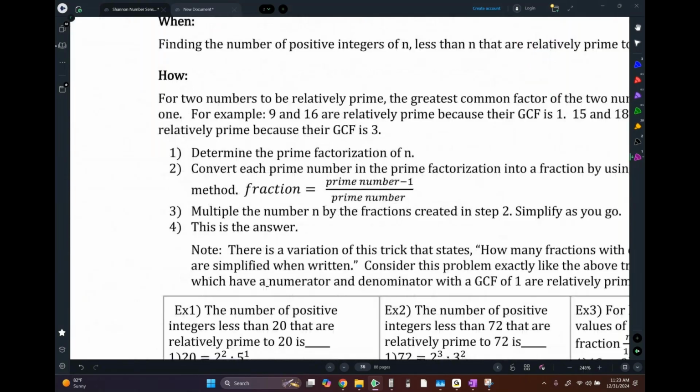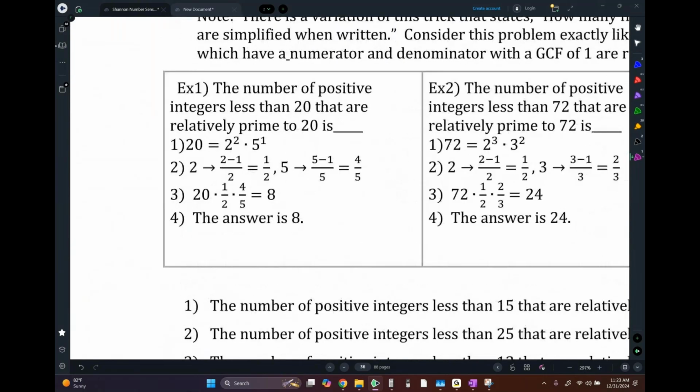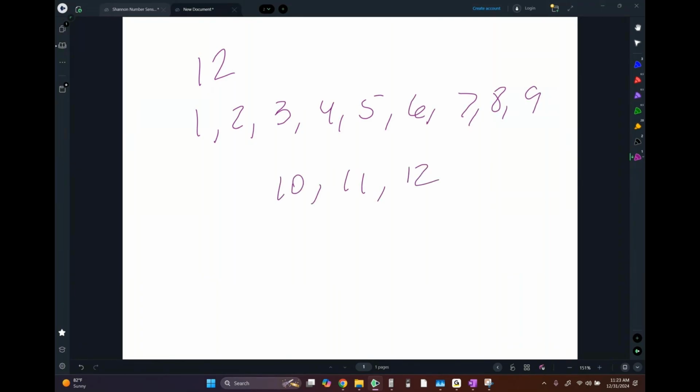All right, next trick. Really important trick. I'm always amazed at how few people know this, okay? So here's what you're going to do. Let me first talk about what relatively prime means, because if you don't understand that, it becomes nonsense. So if I took the number 12, and I wrote all the numbers up to 12: 1, 2, 3, 4, 5, 6, 7, 8, 9, 10, 11, 12. Relatively prime means that number and 12 cannot both be divided by some same number.